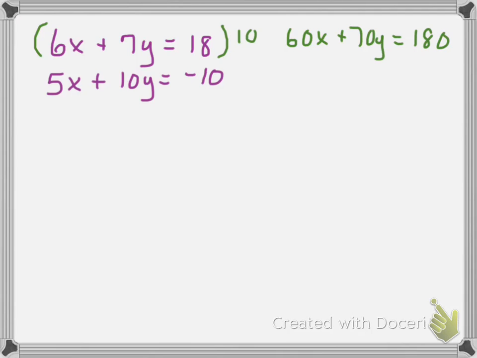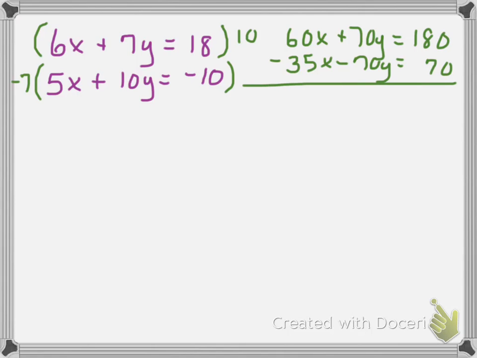And then I'm going to multiply the bottom equation, not through by 7 to get to 70. I'm actually going to multiply by negative 7. And the reason for that is then I'll have positive 70 and negative 70. I can add the two equations together. I'll have negative 35x minus 70y equals positive 70. And what that allows me to do is add these two equations together, and when I do that now, the y values will be eliminated.